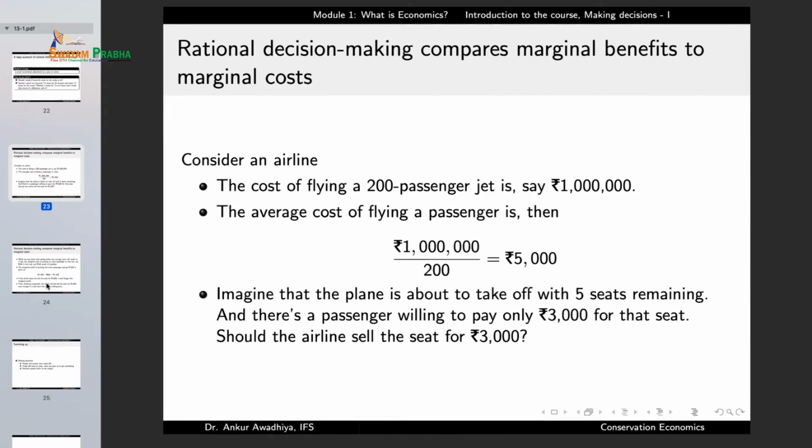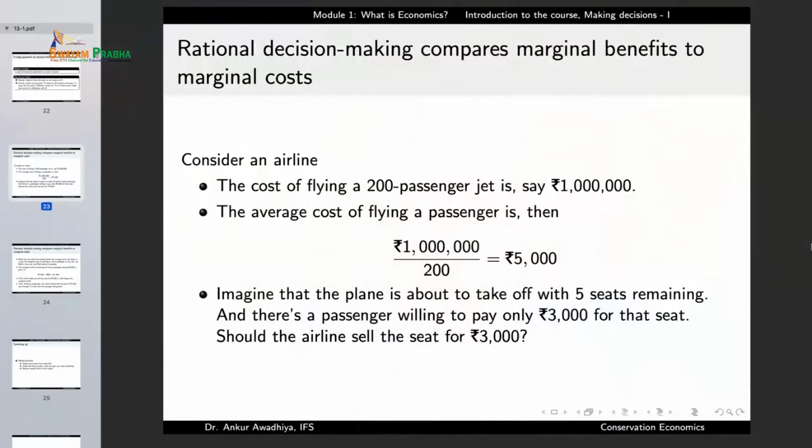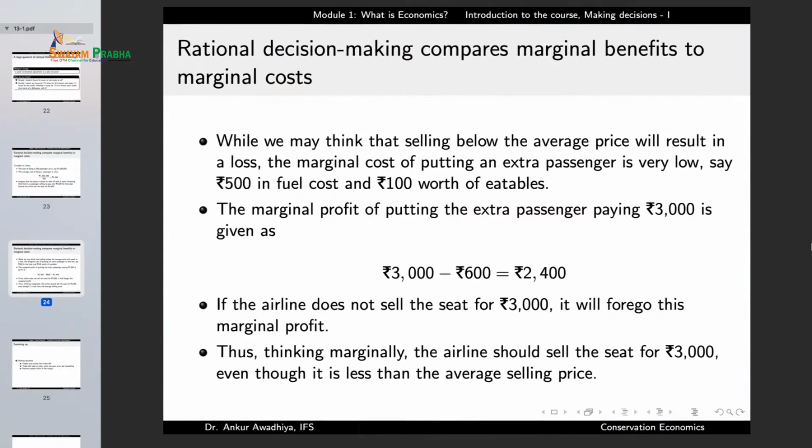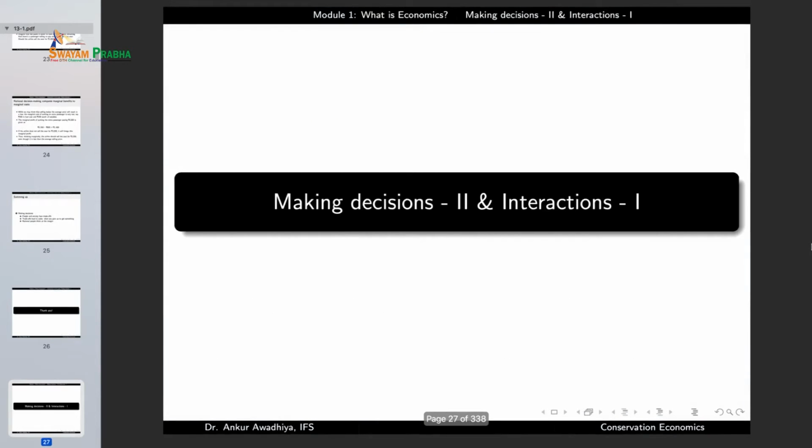And we saw this example that for an airline, even if a passenger is giving less money than the average cost of the ticket, if the amount is sufficient to pay for the excess fuel and the bag of peanuts that the airlines offer, then the airlines should sell this ticket for much less. Now, this is an example of marginal thinking.